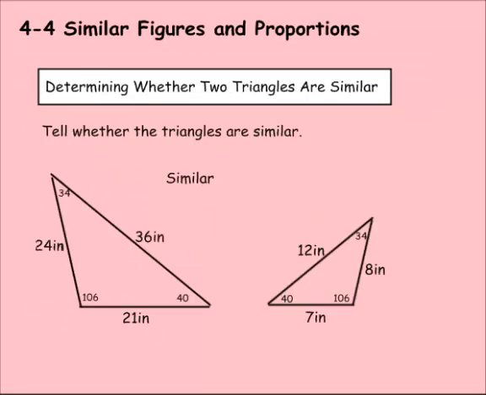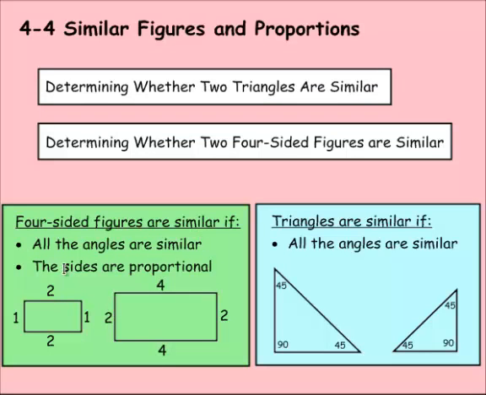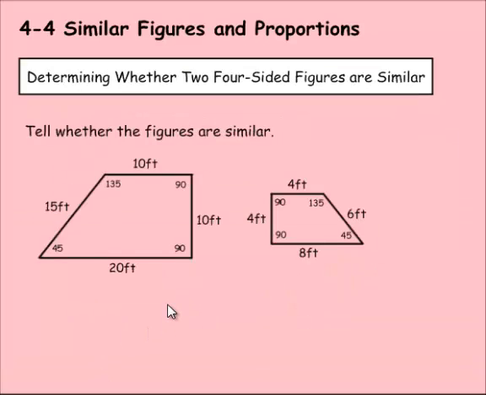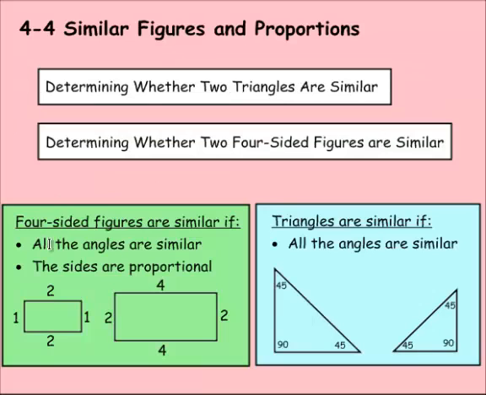So for the four-sided figure, it has to be all the angles and the sides. So for here, if I'm looking at the angles, the largest angle is 135. That's over here. So it looks like this is flipped, but that's okay. And the next biggest is 90 and 90. Here I see 90 and 90, so that matches up. And then here I see 45 and 45. So the angles are similar.